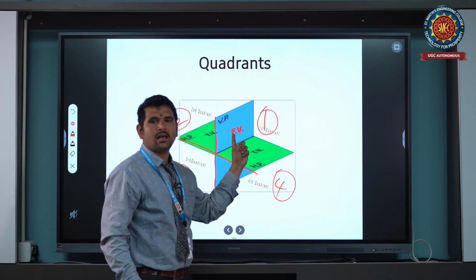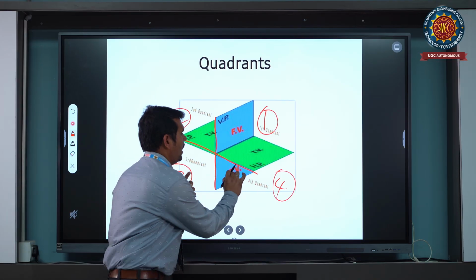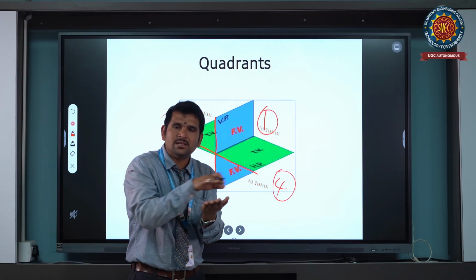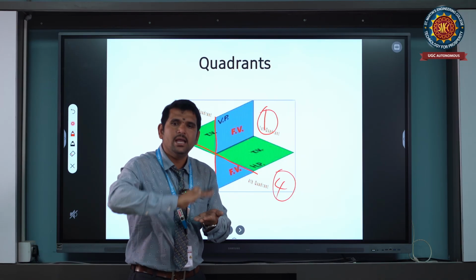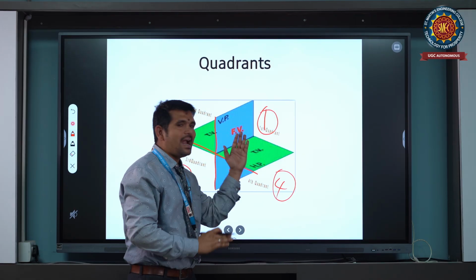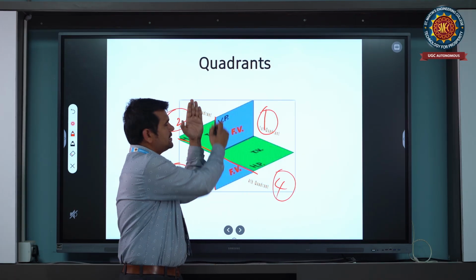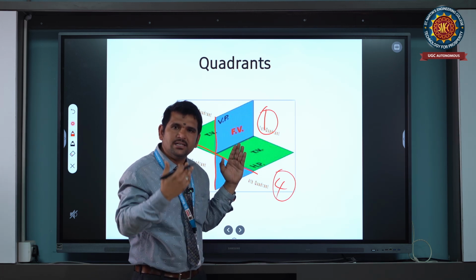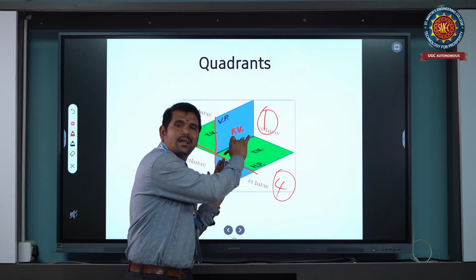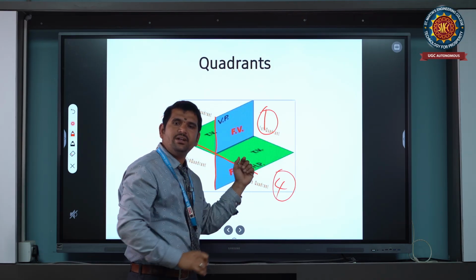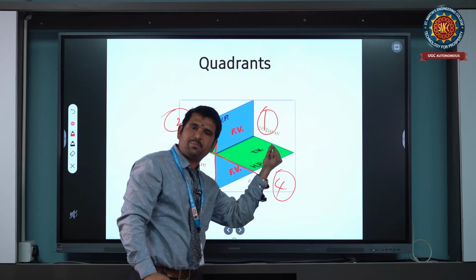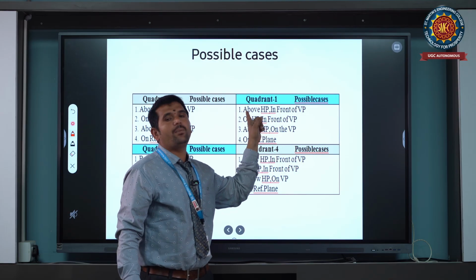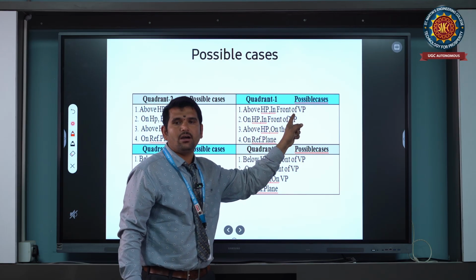See, here, this is the first quadrant. How? Above HP, because the horizontal plane is always a horizontal plane, and the point is above HP and in front of VP. For example, this is a VP, vertical projection. VP means vertical projections, HP means horizontal projections. So the point lies in between these two planes. So how is it resting? A point is above HP and in front of VP. So that is the first case.